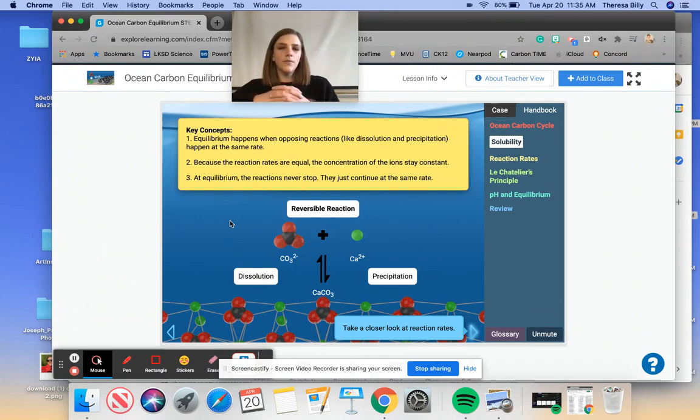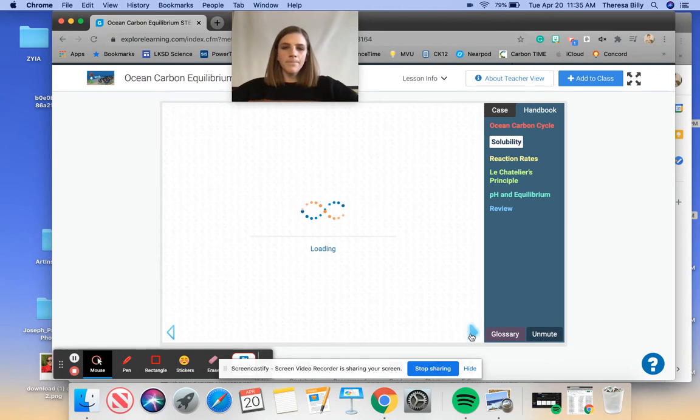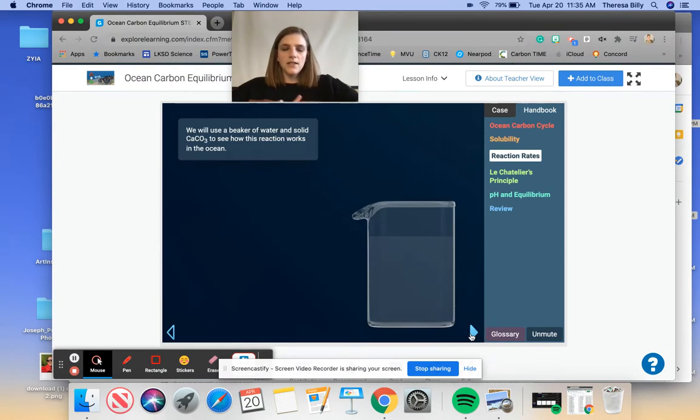In equilibrium, those reactions are going in the forward direction at the same speed as the reverse direction, so it appears to us as if the reactions have stopped, but that's not really happening. They're going at the exact same speed, and so we just don't see any changes in those ion concentrations. So let's click next and see what the next part is.